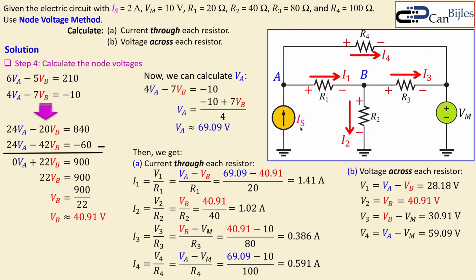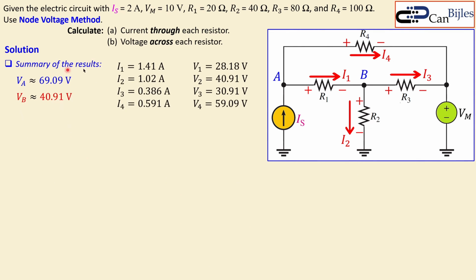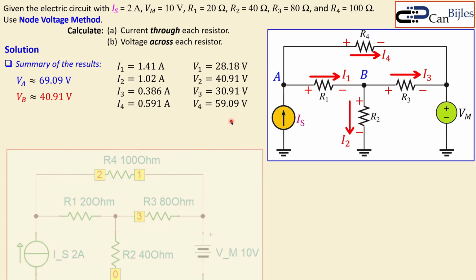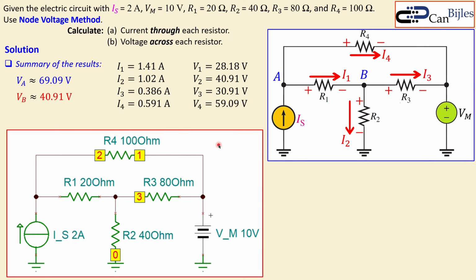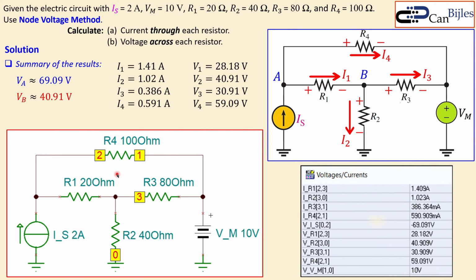Okay, moving on and have a summary. This is all the summary of the results. This is what we have gained from our node voltages, and these are the results. Now let's also look at the simulation. This is the circuit I have drawn and developed in the simulator, and these are the results when I do the DC analysis for the voltages and the currents.